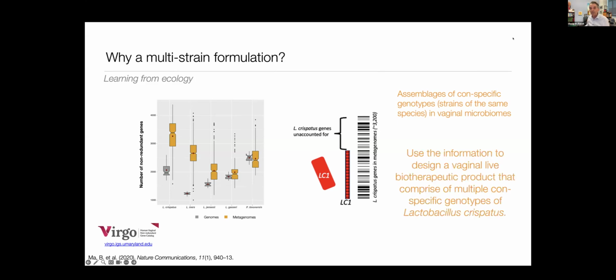So what we wanted to do is to basically use the information to design a live biotherapeutic product that comprises multi-conspecific genotypes of Lactobacillus crispatus in order to reproduce all the functions that are present in a metagenome, reproduce them as much as possible in our live biotherapeutic product.